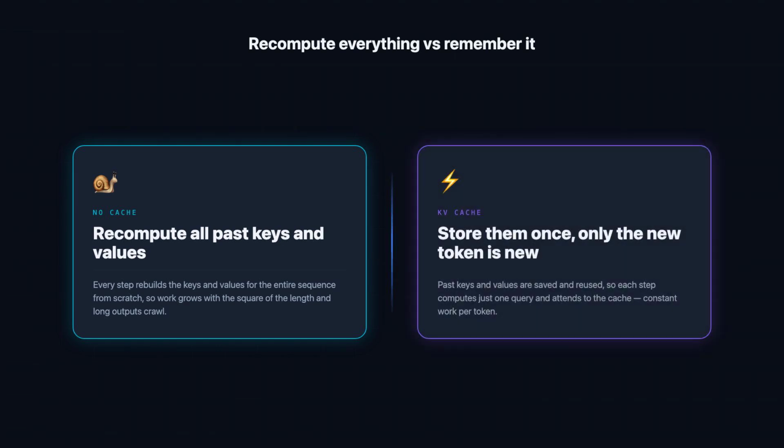With a cache, those past keys and values are computed once and stored. Each new step only computes a query for the newest token and reuses everything else, so the cost per token stays roughly constant and decoding becomes linear instead of quadratic.